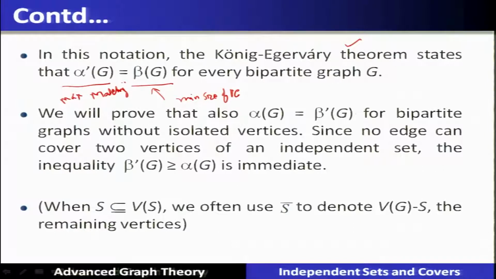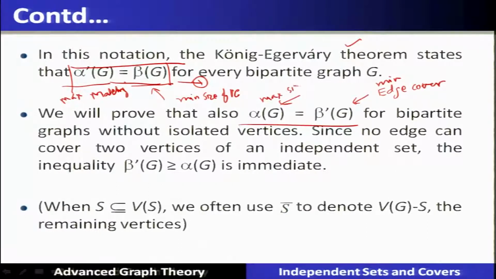Now, the König-Egerváry theorem we can write in this particular manner. Let us say that this is equation number 1. Now, we will also prove that alpha G is equal to beta prime G. Beta prime G is the minimum size of the edge cover, and alpha G is the maximum size of an independent set. Now, here we can see that no edge can cover 2 vertices of an independent set.